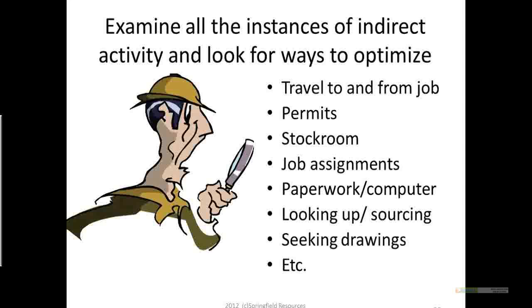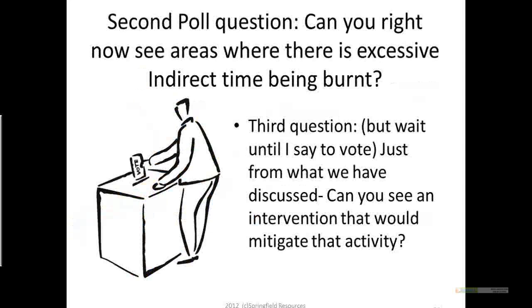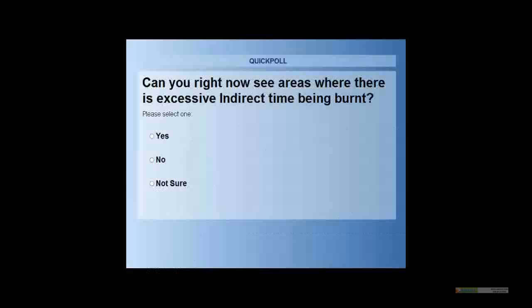Now, our second poll question, Rona, is: right now, can you see areas where there's excess indirect time being burnt? Okay, so that's the poll question. All right, well, that would be a yes or no. Just gone ahead and launched it. If everyone wants to type in their responses: can you right now see areas where you may have excessive indirect time? Yes, no, or I could give you a third option, don't know.